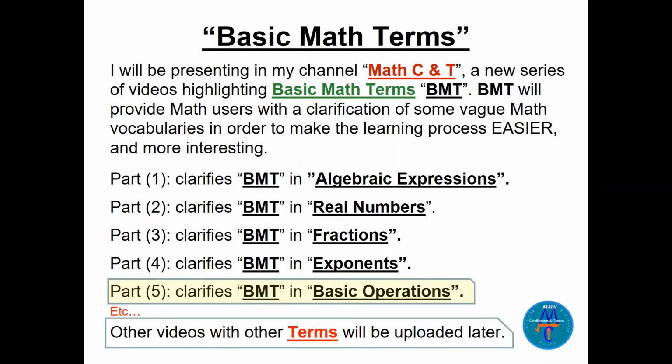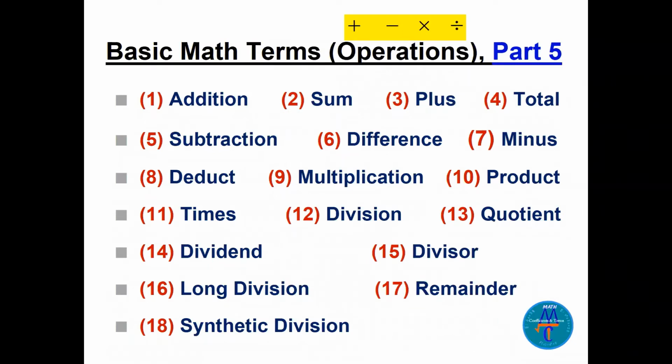Welcome to this part 5, basic math terms. It's about basic operations. It's very simple. I just want to clarify around 18 words that can be used in this topic. So this is basic math terms, operations, part 5. I listed here 18 words. Some of them are easy, some of them you need to understand in details.